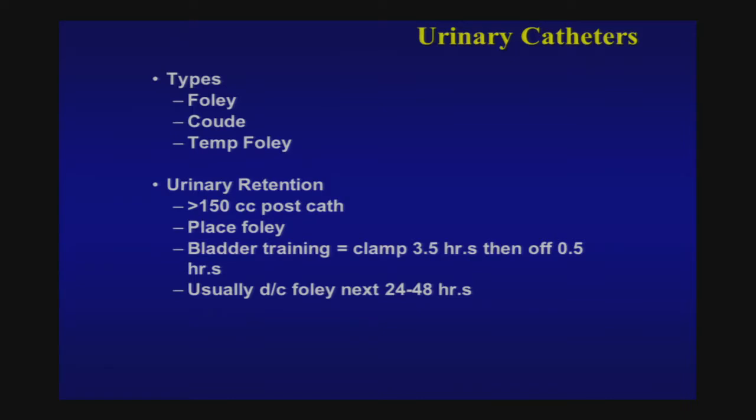A Foley, that's just a regular one we use. A coude basically has a tip that's firm and kind of tilted up. A coude is really helpful if somebody has BPH and is real tight: the tip goes up and you slide it in with constant pressure, and it'll usually get through that stenosis and through the prostate. All of these obviously come in a bunch of sizes. There are a lot of other types of urinary catheters, but Foley and coude are the main ones you need to know. A temp Foley is just a regular Foley that has a temperature probe that can hook up to a monitor. You see them in the ICU.